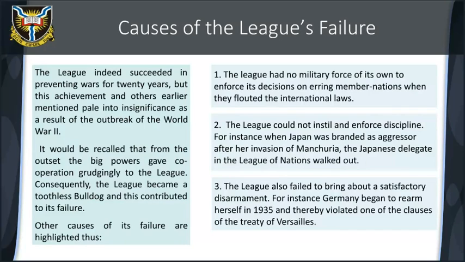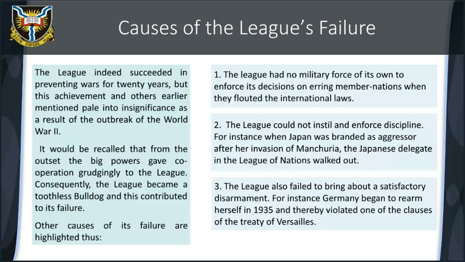Causes of the League's failure. The League indeed succeeded in preventing wars for 20 years, but this achievement and others earlier mentioned pale into insignificance as a result of the outbreak of World War II. It will be recalled that from the outset the big powers gave cooperation grudgingly to the League. Consequently, the League became a toothless bulldog, and this contributed to its failure.